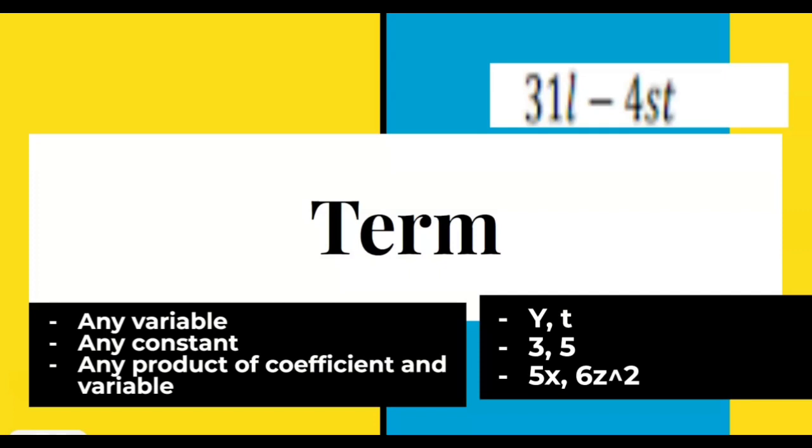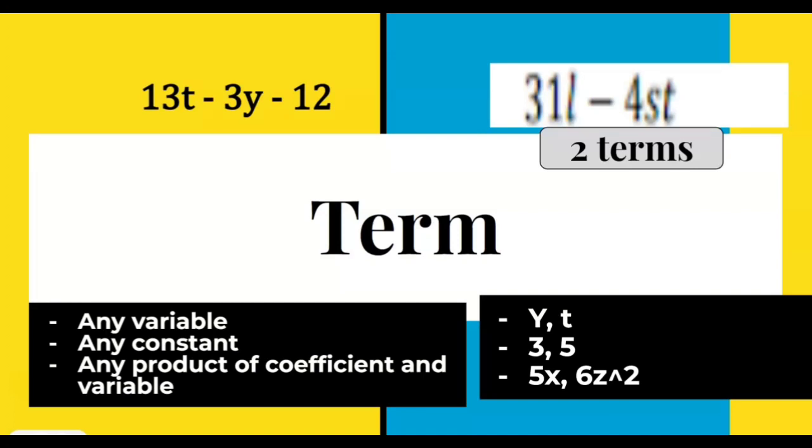If we recall 31L minus 4st, we have two terms, and each of these terms is a product of a coefficient and a variable. But if we look at 13t minus 3y minus 12, here we have variables, we have products of coefficients and variables, and we have a constant. If we're supposed to count each of these terms, we would end up with 3 terms. So different scenarios or different problems would have different amounts of terms. It's important to note that our terms are often separated by our operators or operations.